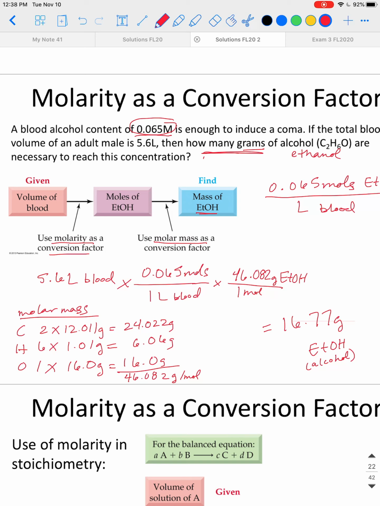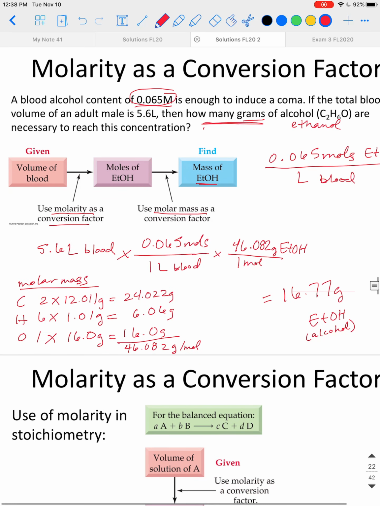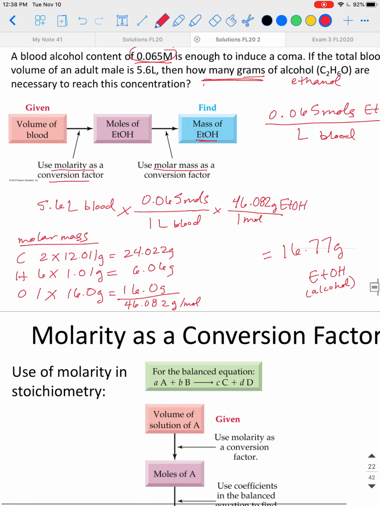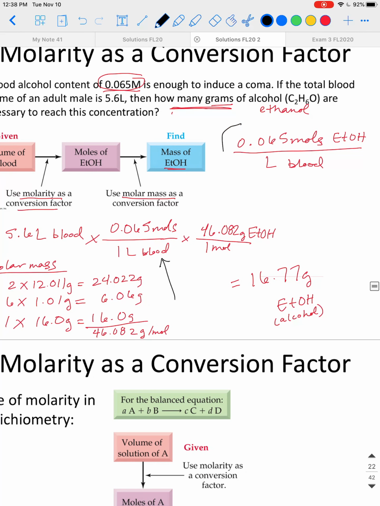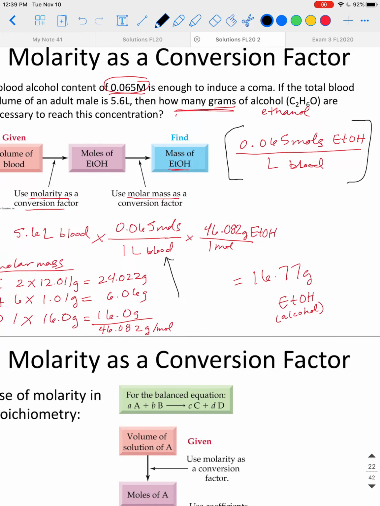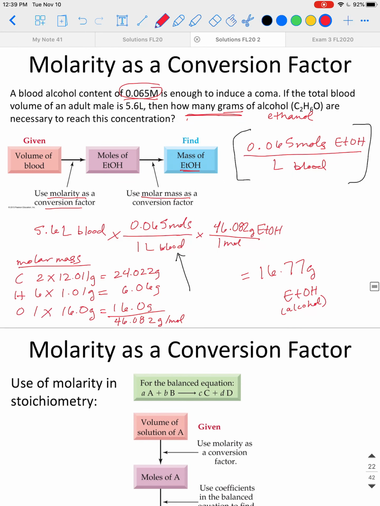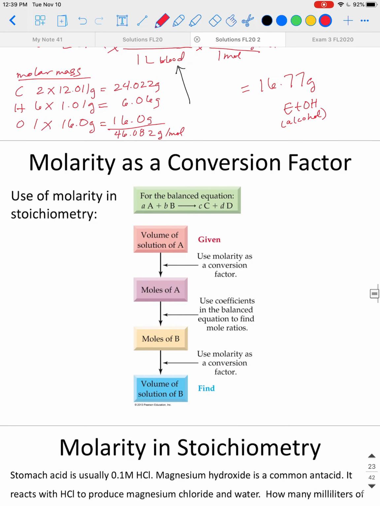So how much is 16.77 grams? I'm not sure exactly. Remember, 1 gram is about the mass of a dollar bill. So about 16 $1 bills. If you put those on a scale, it should be about 16, or I guess closer to 17 grams. But anyway, the point here is that we plugged in the molarity and rewrote it. It was very helpful to rewrite it up here so that you can plug it in and see how the units cancel.